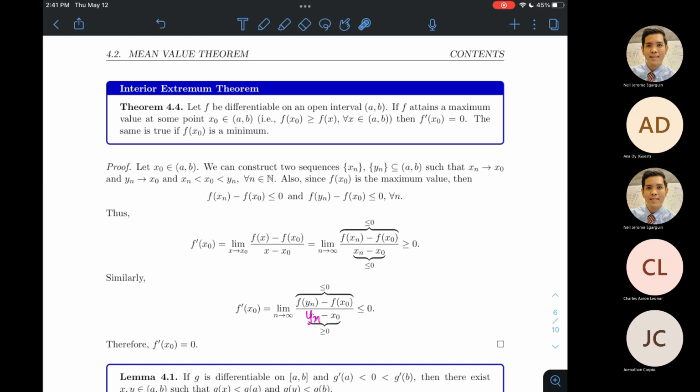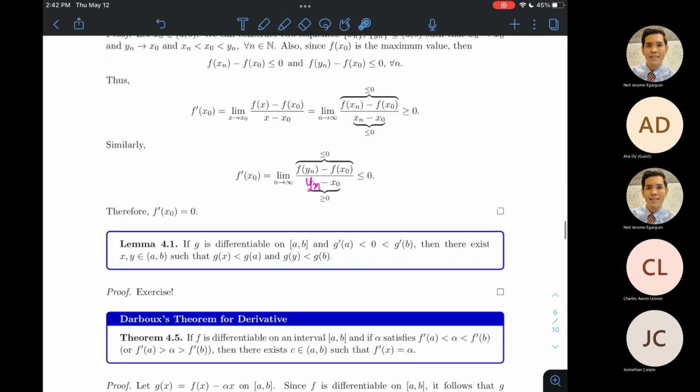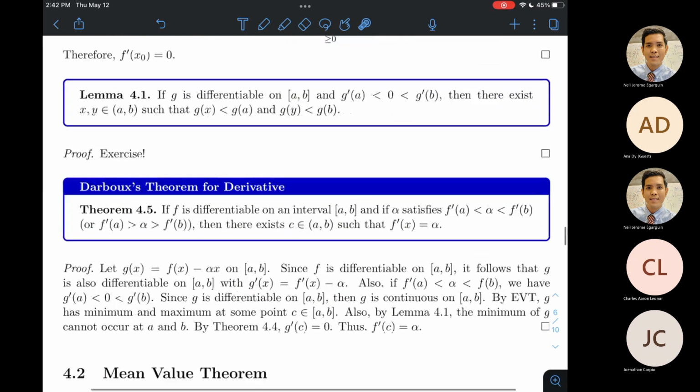Now, yung contrapositive na to ay medyo i-generalize ko into lemma 4.1. Ang sinasabi ng lemma 4.1 ay katulad ng conclusion ng contrapositive, pero here it will talk about the behavior at the endpoints, okay?